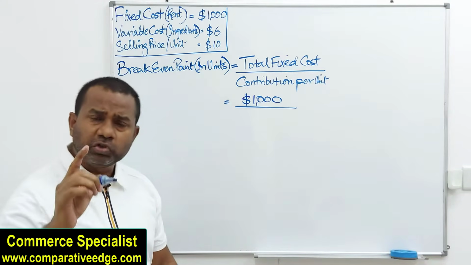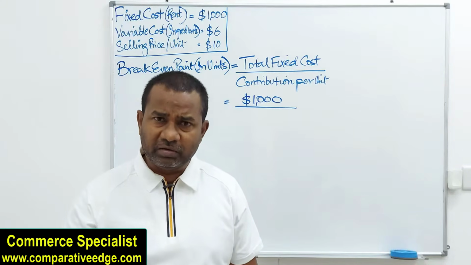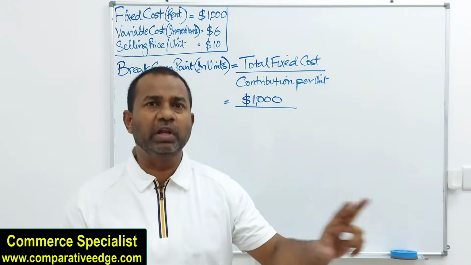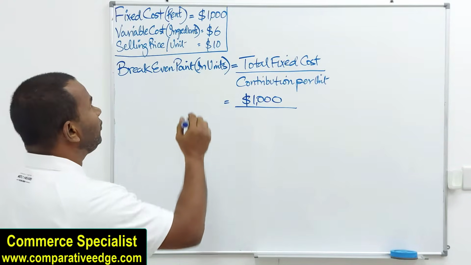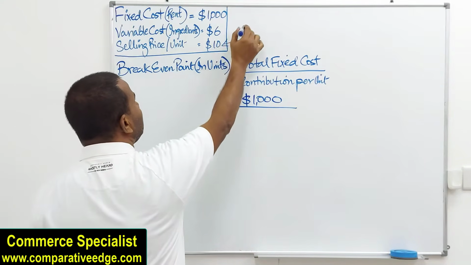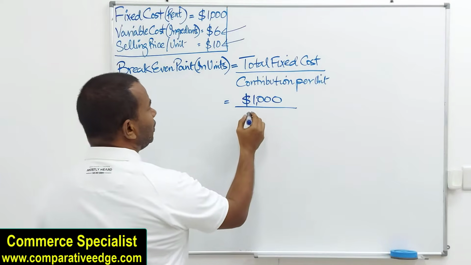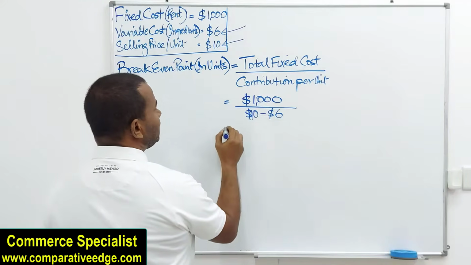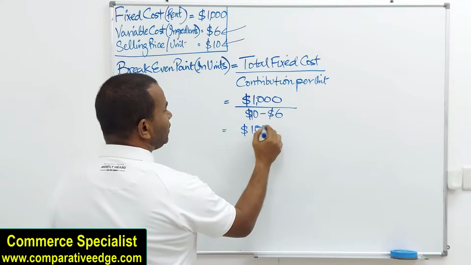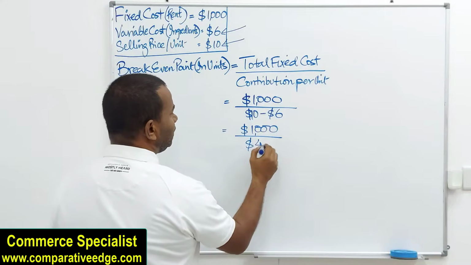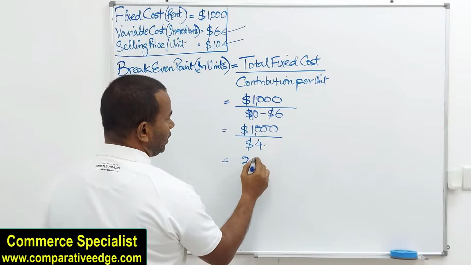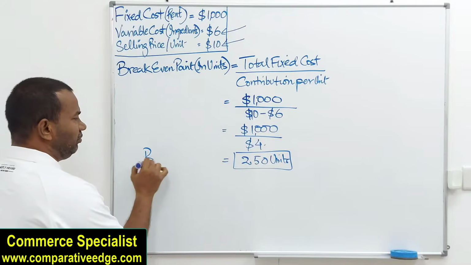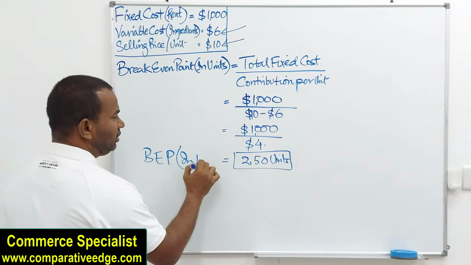And when I say contribution per unit, please understand and remember, contribution per unit is selling price minus all variable cost. So if you look, selling price is $10 and variable cost is $6. So this looks like $1,000 divided by 4, which gives me 250 units. This is your break-even point in units.